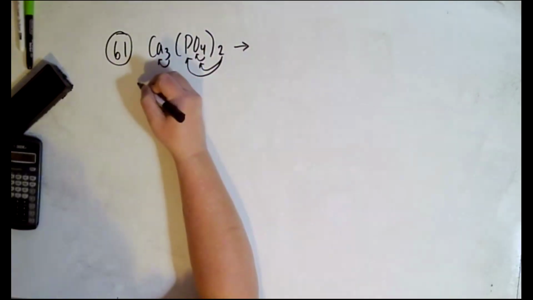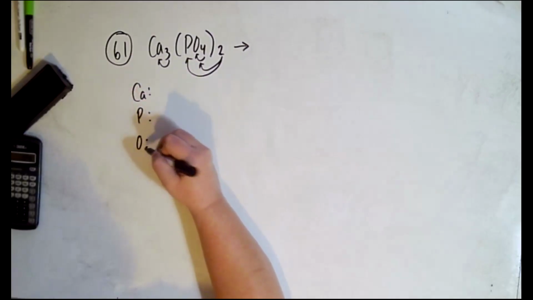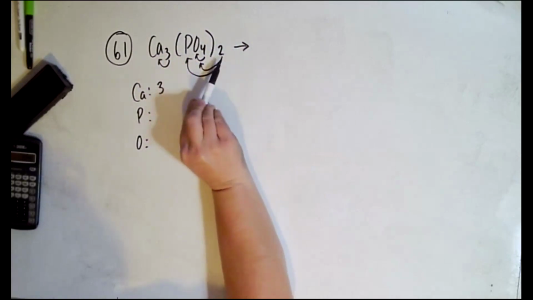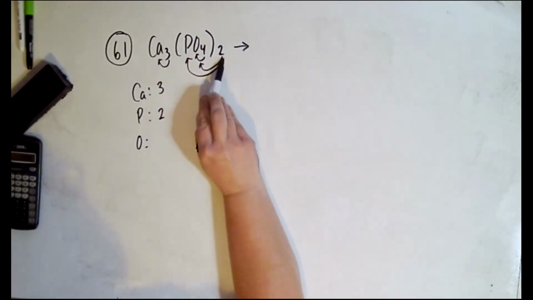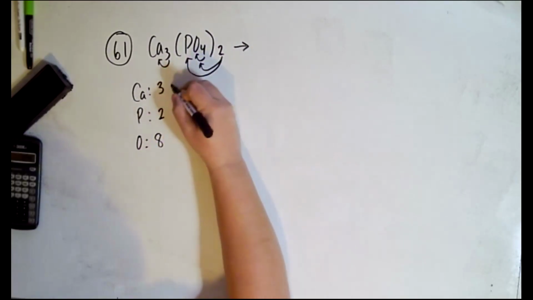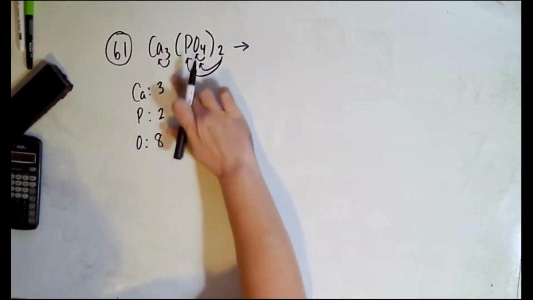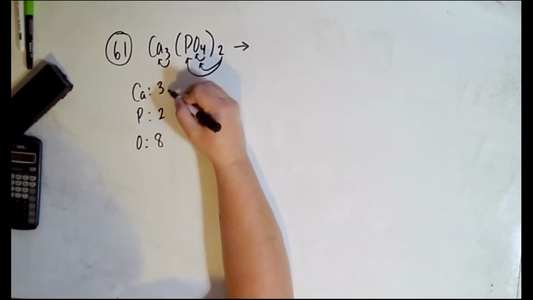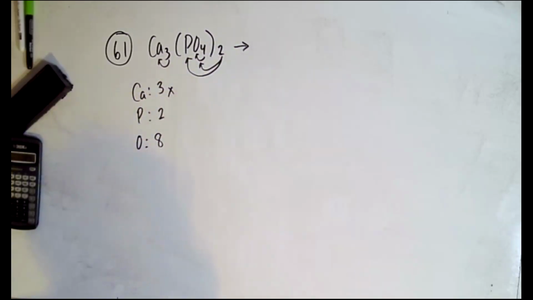Okay. So within your compound, you've got calcium, you've got phosphorus, and you've got oxygen. For our calcium, we've got 3 of them. For our phosphorus, we have 1 times 2, so we have 2 total. And for our oxygen, we have 4 times 2, so we have 8 total. We're going to look up each molar mass value on the periodic table, and we're going to multiply the number of atoms we have by that particular element's molar mass.